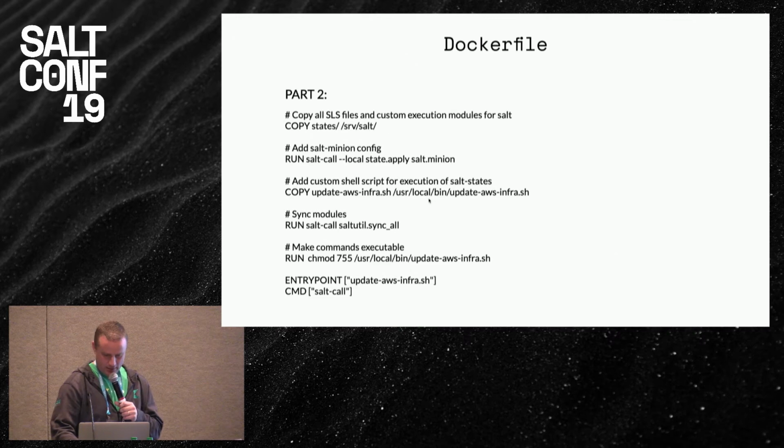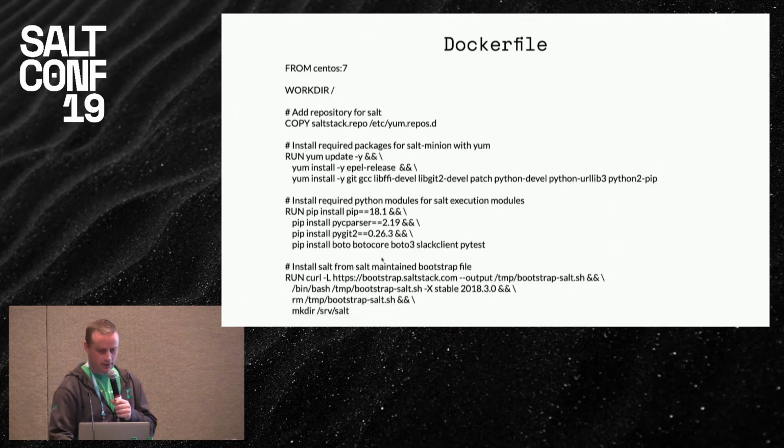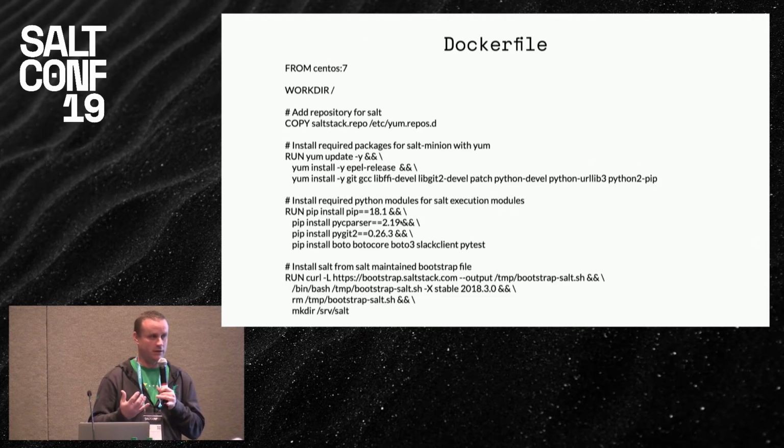We also copy the initial script that we use to run, the entry point essentially. We create an entry point, and that's pretty much it. That's how we create our Docker image that we run. Now the nice thing is I do pin the versions here, so I know that it's always going to work with our pillar data, right?